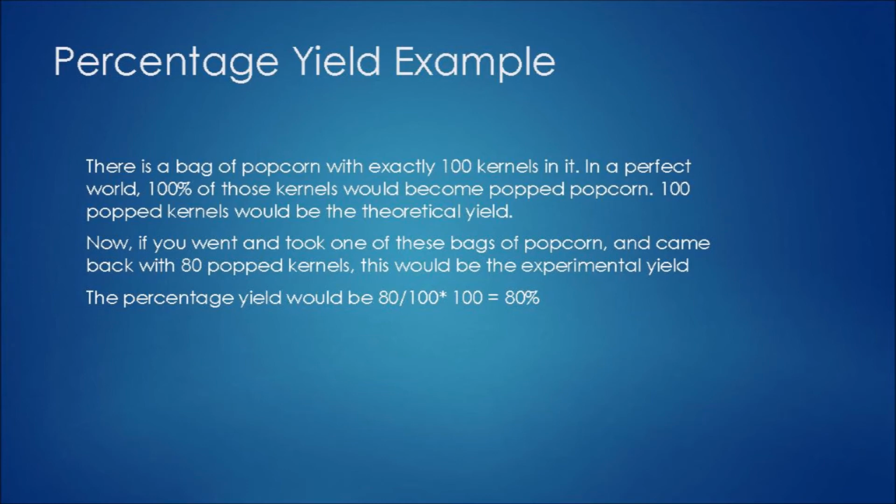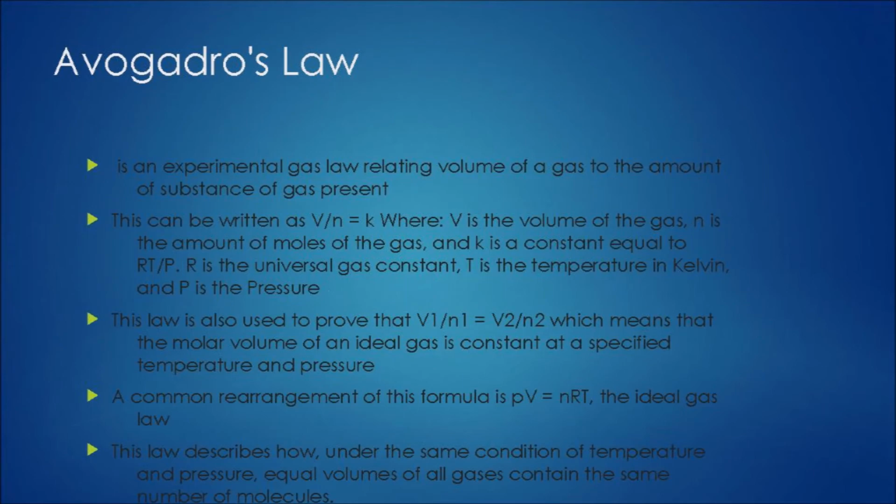The percentage yield would be 80 of our experimental yield divided by 100 from our theoretical yield, times 100, which gives us 80%. So now let's talk about Avogadro's law.